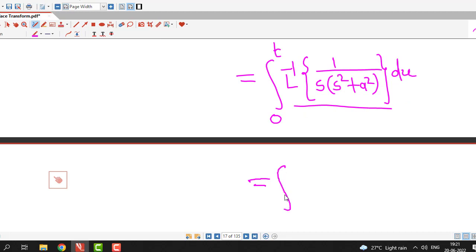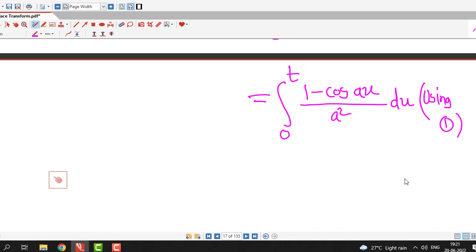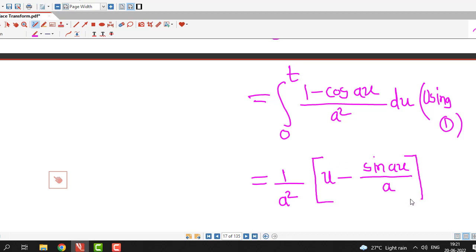So first we put the value of this inverse Laplace transform, which is (1 minus cos au) divided by a squared, integrated with respect to u. We have written this using equation number 1. Now we simply integrate: we take 1 by a squared outside, the integral of 1 with respect to u is u, and the integral of cos au is sin au divided by the coefficient of u, which is a, with limits of u from 0 to t.